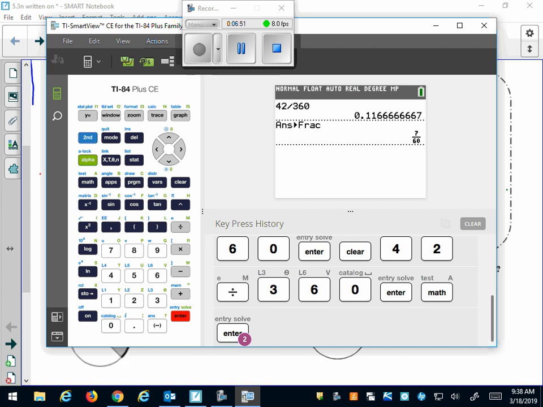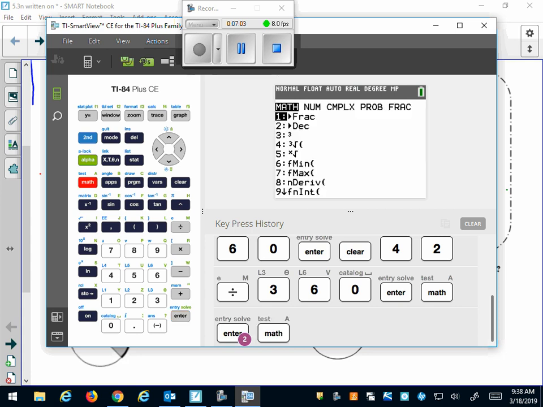So if you ever need to simplify a fraction, or if you have a decimal and you want to know what the decimal is as a fraction, you can turn your fractions and decimals into each other by using these first two functions when you push the math button on your graphing calculator. The little blue calculators will turn fractions to decimals as well.